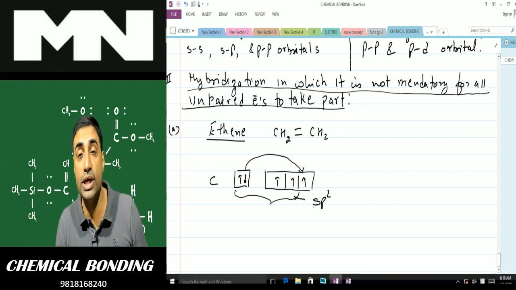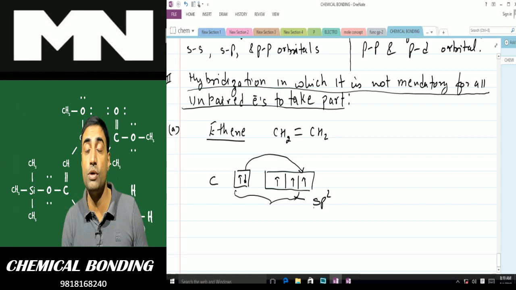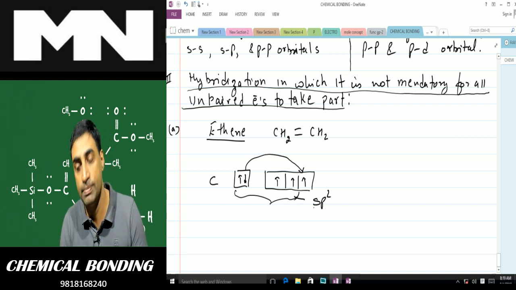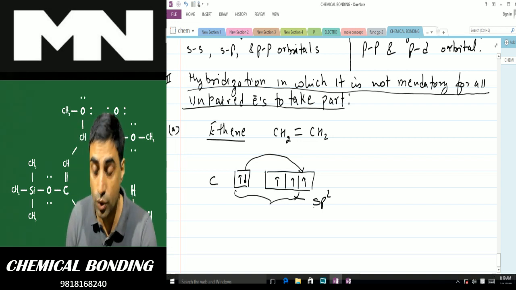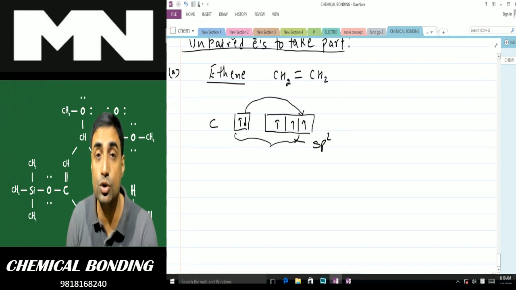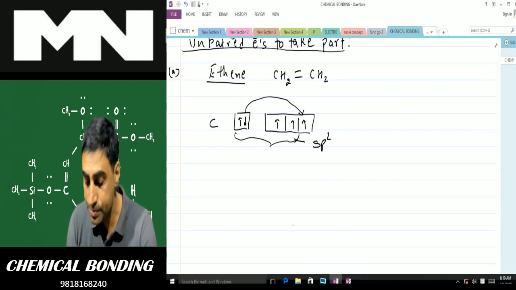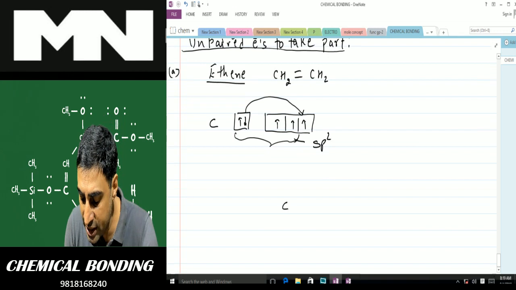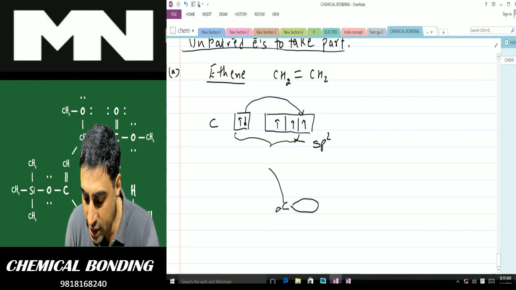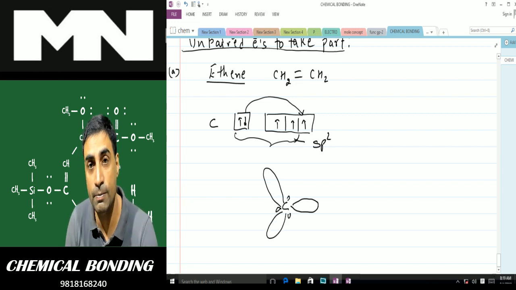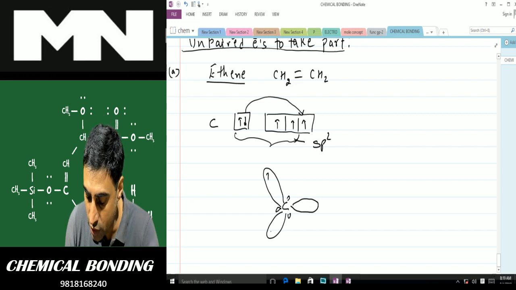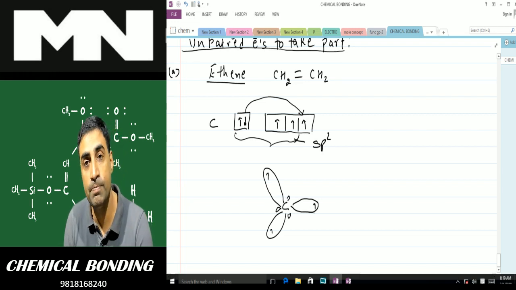If 3 electrons are undergoing hybridization, they lead to the formation of 3 hybrid orbitals. And as you already know, the shape of sp2 is always trigonal planar. So if I have a carbon here, this is one of the hybrid orbitals. Here I have the second hybrid orbital. Here I have the third hybrid orbital. And all these 3 hybrid orbitals have 1 electron each.